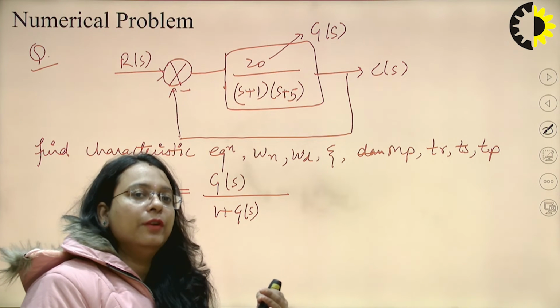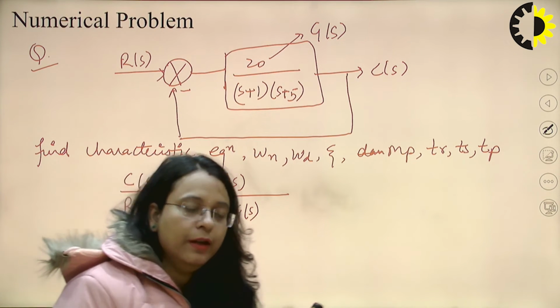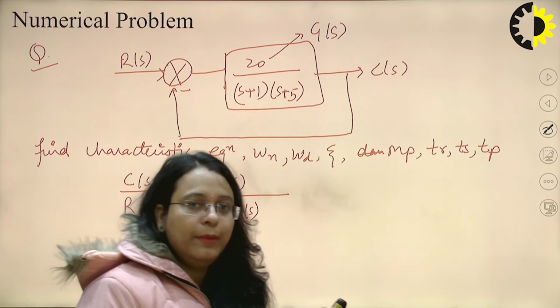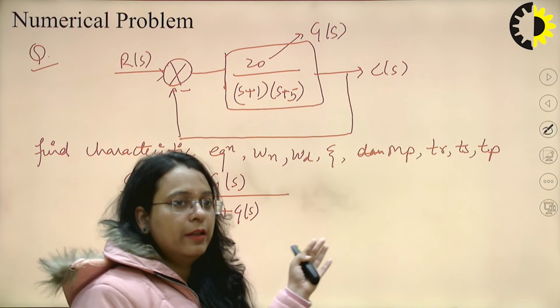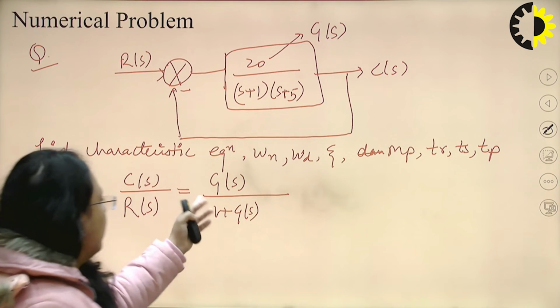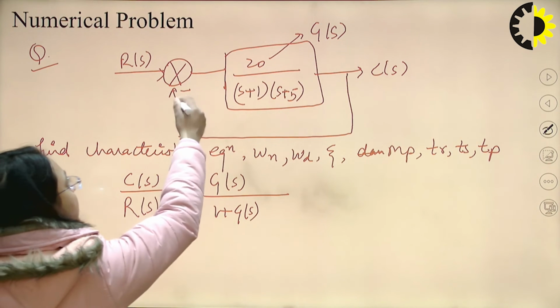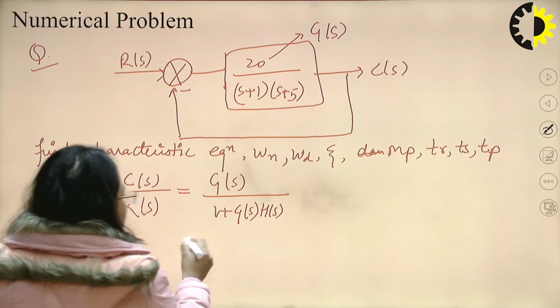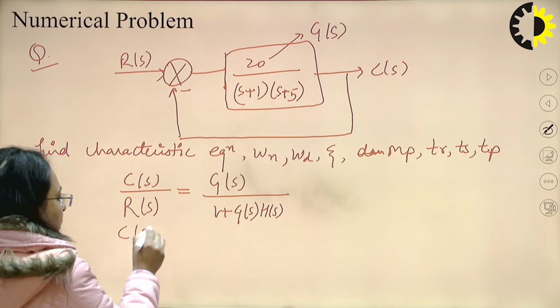Since nothing is given to us, we can calculate the value of settling time for 2% tolerance band. Otherwise, if in the question it is mentioned that we are required to calculate the value of settling time at 5% tolerance band. Since nothing is given here, we'll calculate at 2% tolerance band. So first of all, we'll go for this. Since it is a negative feedback system, we'll use 1 plus G(s)H(s).